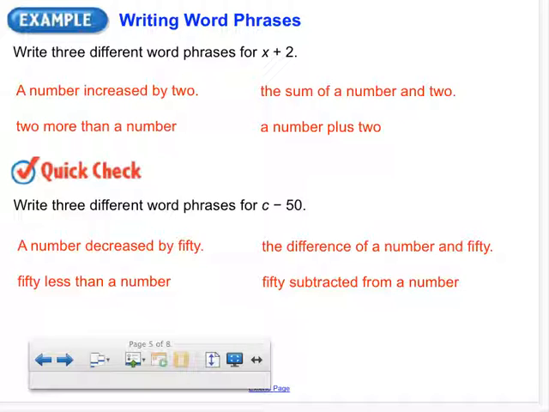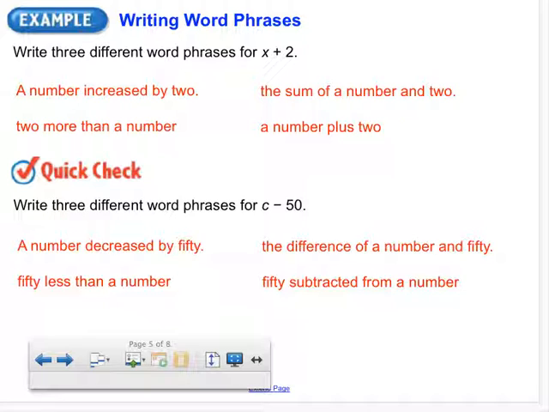Are we good? Any questions? Use these keywords. Now, look, if you're asked to make a word phrase, instead of using the variable, replace it with the word phrase part. Just call it a number. We don't know what number it is, just say a number.